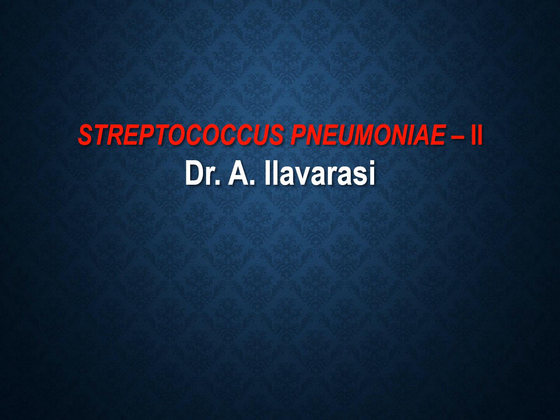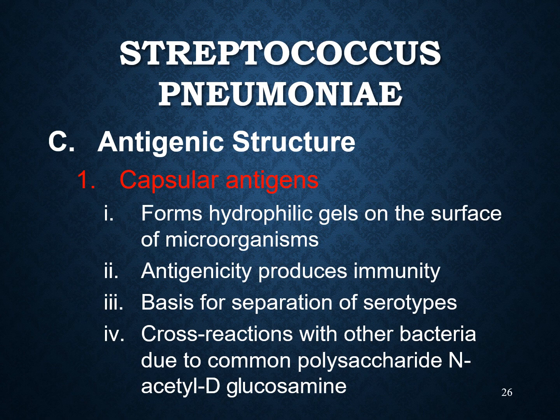Hello everyone. As a continuation of our last class, today I am going to discuss the antigenic structure of Streptococcus pneumoniae. The antigenic structure of any pathogenic organism mainly determines its degree of pathogenicity. In Streptococcus pneumoniae, many antigenic structures are there. The most important ones are the capsular antigen, somatic antigen, toxins, and some enzymes.